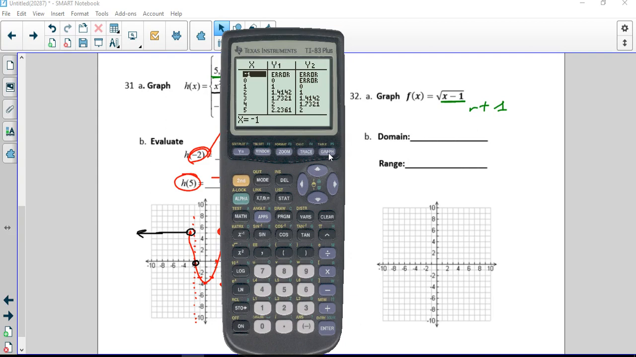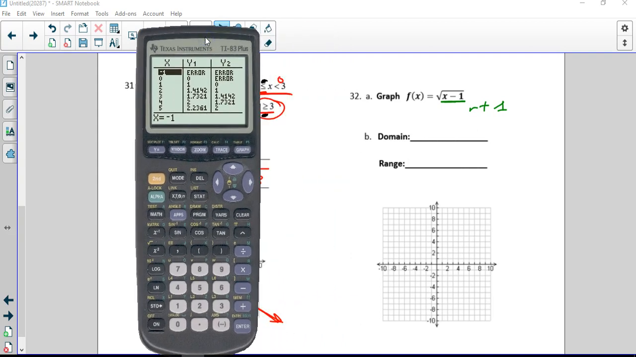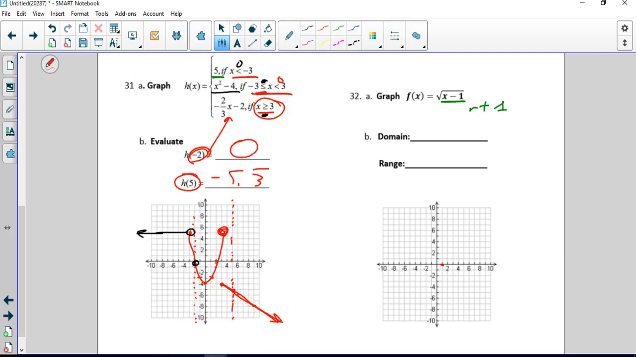So we're going to put these points up. We're going to do 1, 0, and then 2, 1, and then 5, 2. And that's enough. So when I go to graph that, I'm going to put 1, 0, 2, 1, and 5, 2. And then kind of get it like that.